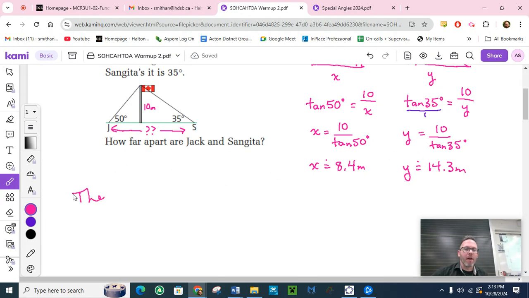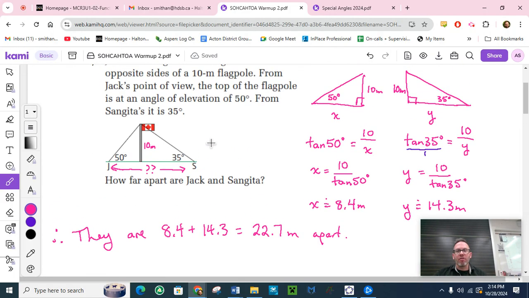So let's wrap this up. They are whatever 8.4 plus 14.3 is, 22.7 meters apart. Looks good. So that's a classic double triangle problem. At this stage in the game, very reasonable for 3M and 3U people to do a problem like this. Break a triangle up into two, do two SOHCAHTOAs, add or subtract your answers to answer the problem.